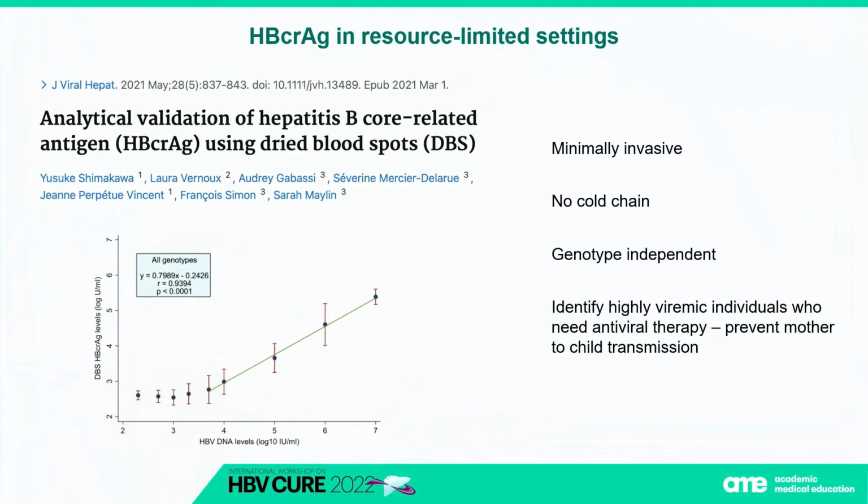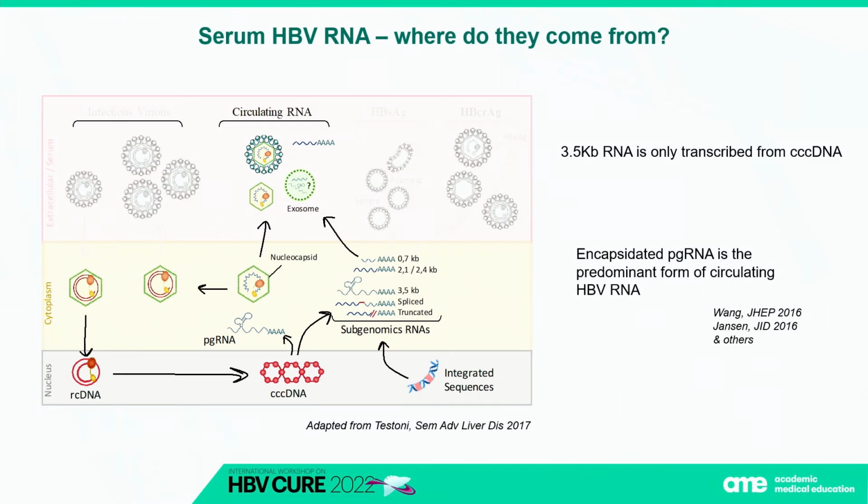As a footnote, correlated antigen has been validated using dried blood spots, so it can be implemented in resource-limited settings. This is very important because the technique is minimally invasive, doesn't need a cold chain, is genotype independent, and really can help identify viremic individuals who need antiviral therapy in this setting.